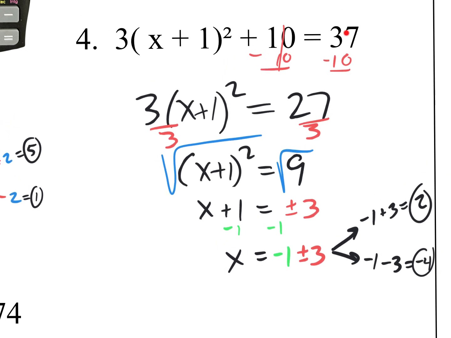If you were to subtract 37, you could look at this in vertex form where your a is 3, your h and your k, you could graph it. It would be opening up, vertically stretched by 3. It would cross the x-axis at 2 and negative 4.